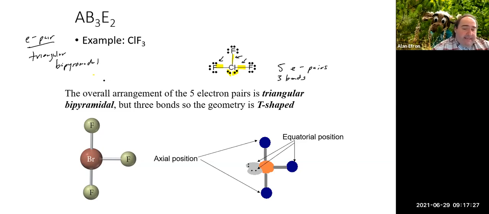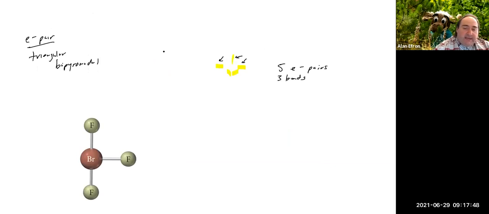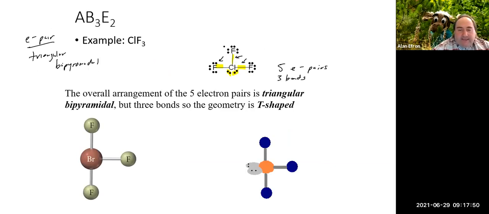Now, because we actually have one extra bond, you can see the difference from what we were just talking about. In the last one, we also had 5 electron pairs, but we only had 2 bonds. Now, adding that third bond with that third atom locks those electrons into place, and we have to take into consideration how close these atoms can get to each other in terms of spacing.